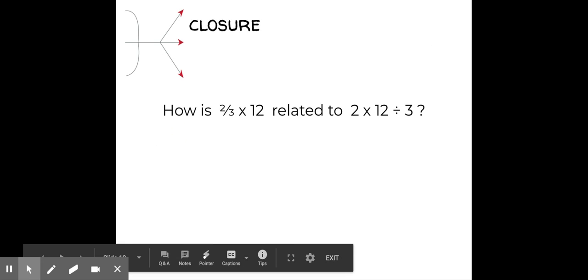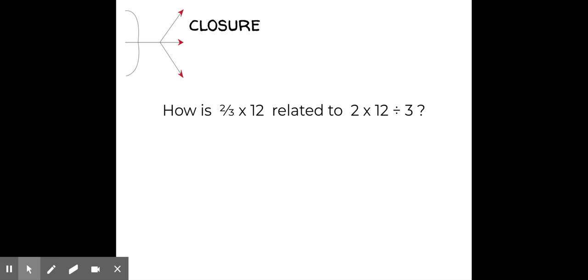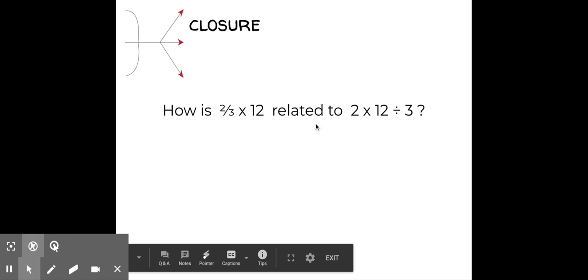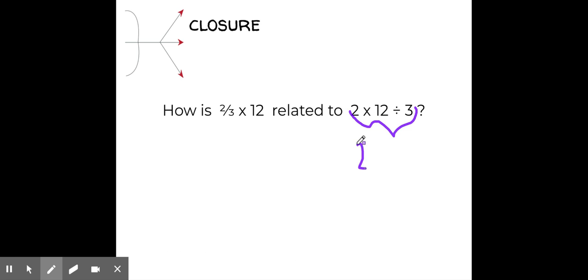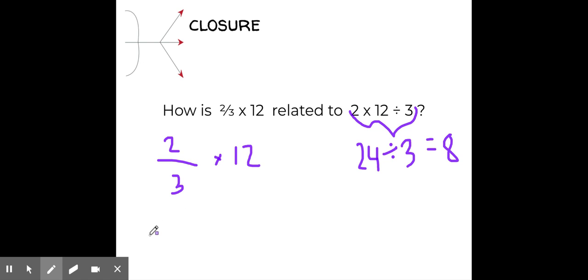I wanted to ask you also, how do you think 2/3 times 12 is related to 2 times 12 divided by 3? First, I want to solve 2 times 12 divided by 3. 2 times 12 is 24, divided by 3 is 8. If I were to solve 2/3 times 12 using models, I would have to draw out 12 models of 2/3. I want you to go ahead and pause the video and try to solve that and see how they're related.